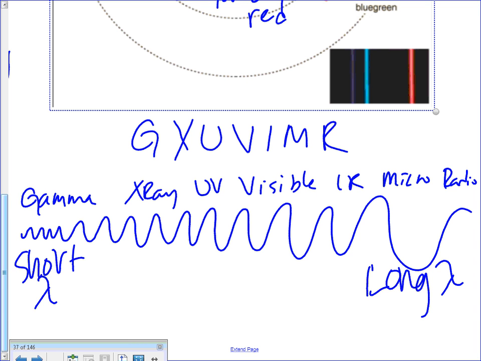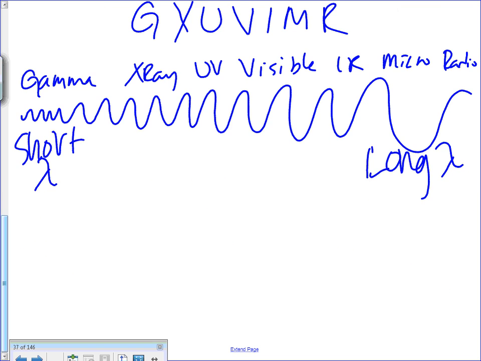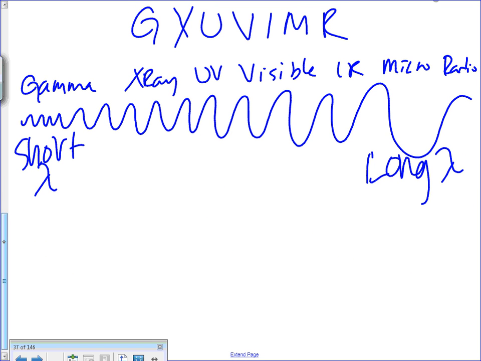Who is high energy? Who makes you the Hulk? Gamma, yeah. Microwaves, like the actual microwave that you heat your food up with, right? What's up? It's invisible. What's the IR, infrared. Okay, so short is high energy.